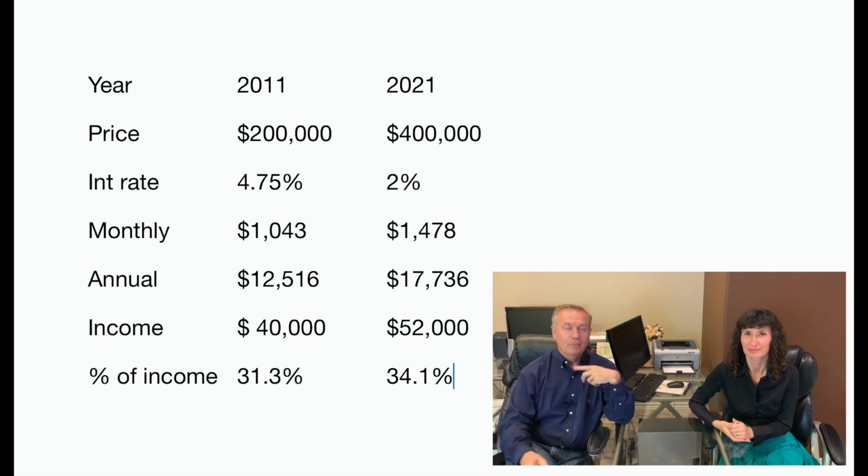Okay, so we have home prices have gone up, we have interest rates have gone down, but incomes have gone up. So now what we're going to do is we're going to go back and we're going to put up this new slide and we're going to compare everything.